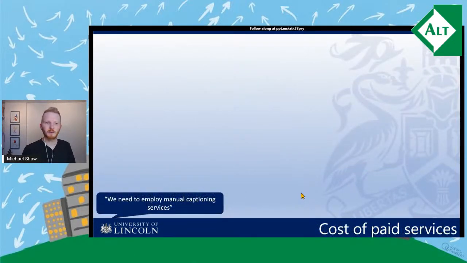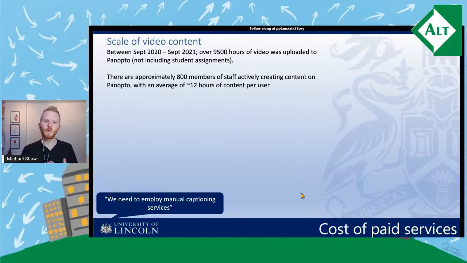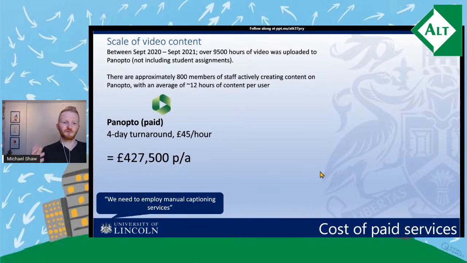Now, at Lincoln, over the last academic year, we've uploaded over 9,500 hours of content to Panopto. And this is excluding student assignments and any videos under a minute. So let's look at the cost of these paid services. The cheapest manual captioning from Panopto is at a rate of £45 per hour, which would amount to £427,000 per year to caption everything.